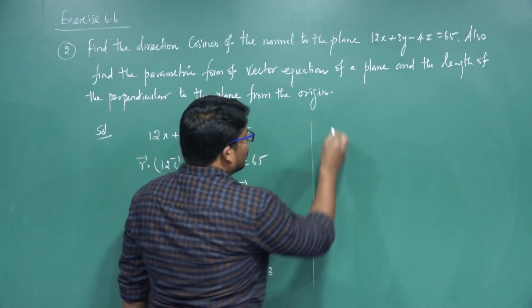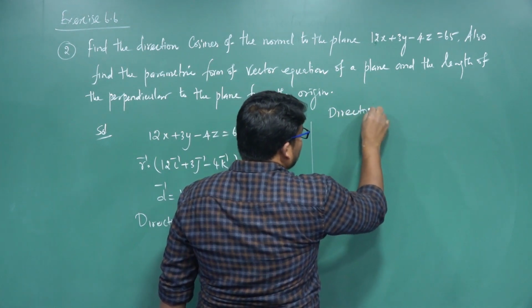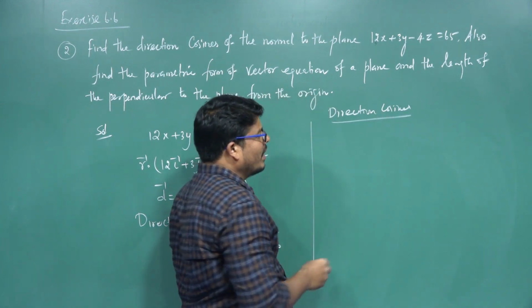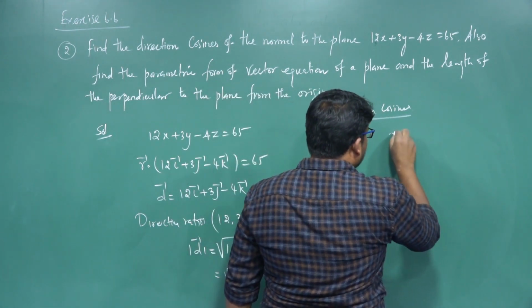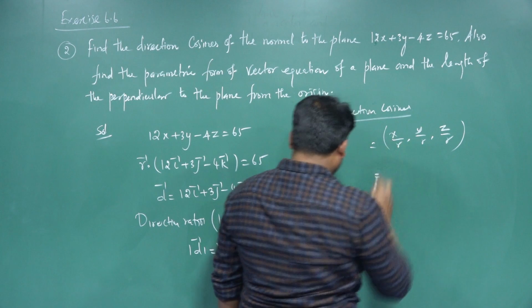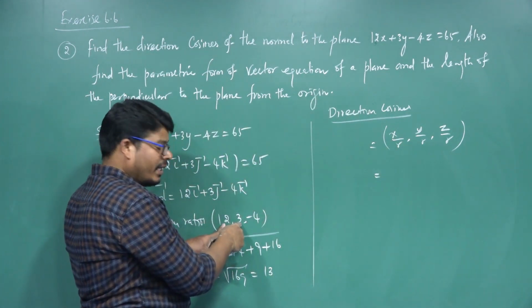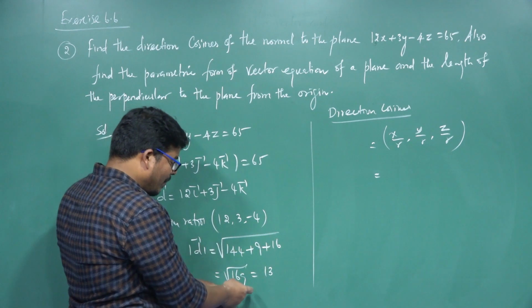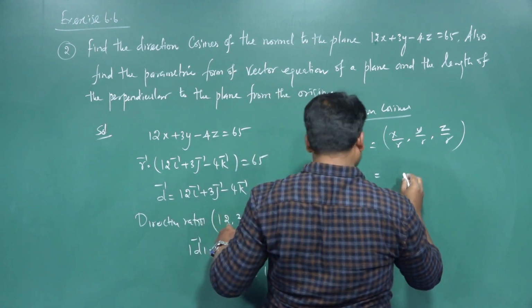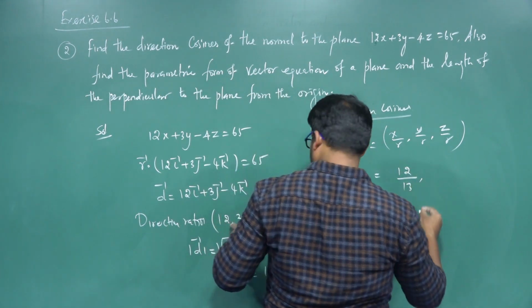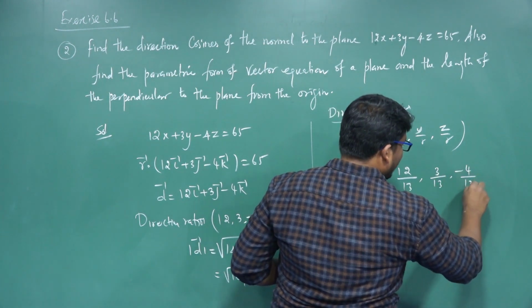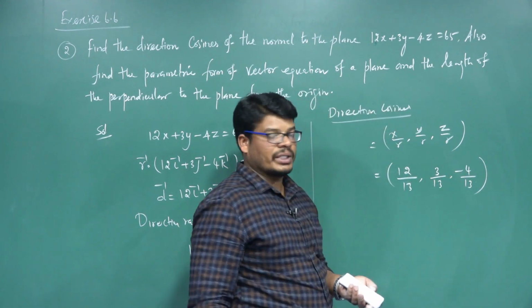Now find the direction cosines. The formula is x by r, y by r and z by r. The x value is 12, y value is 3 and z value is minus 4, and r is the magnitude, 13. Substituting, the direction cosines are 12 by 13, 3 by 13 and minus 4 by 13.